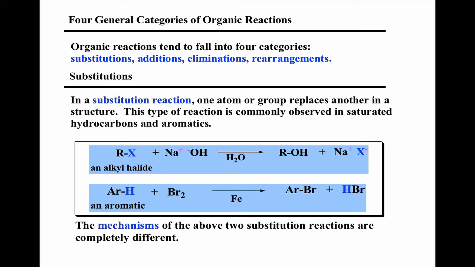The reaction mechanism for both of those reactions is completely different. How you transform an alkyl halide into an alcohol is a heck of a lot simpler mechanistically than how you take an aromatic hydrocarbon and convert it into an aryl bromide. The mechanisms are vastly different.